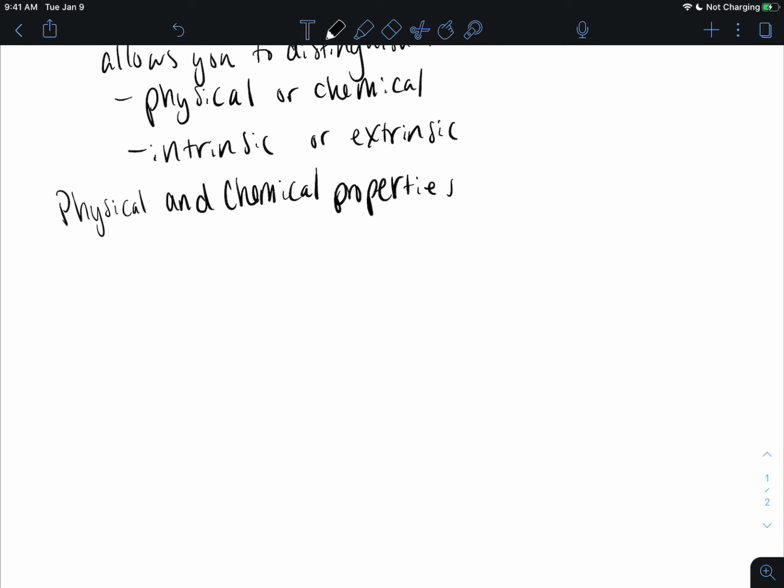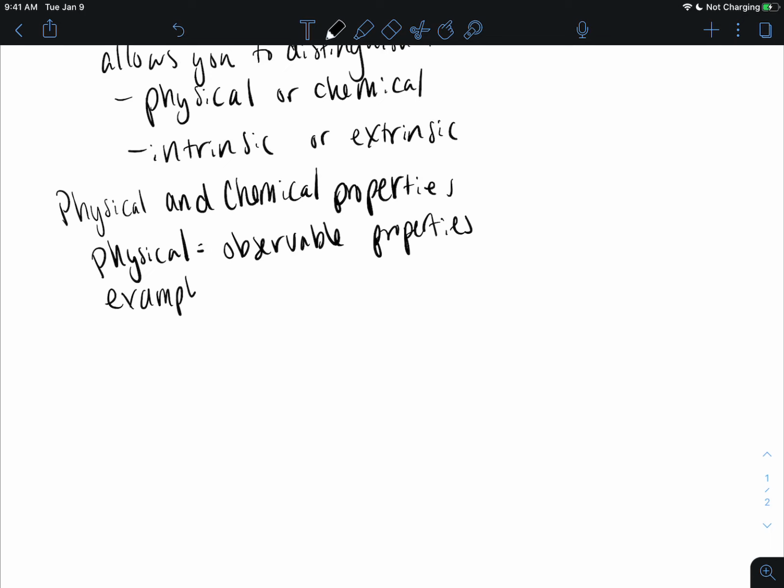So with our physical properties, these are going to be observable properties. So our physical properties are going to be ones that we can observe without changing the chemical identity of the substance. Some examples are going to include color, odor, density, the melting point, and the boiling point.